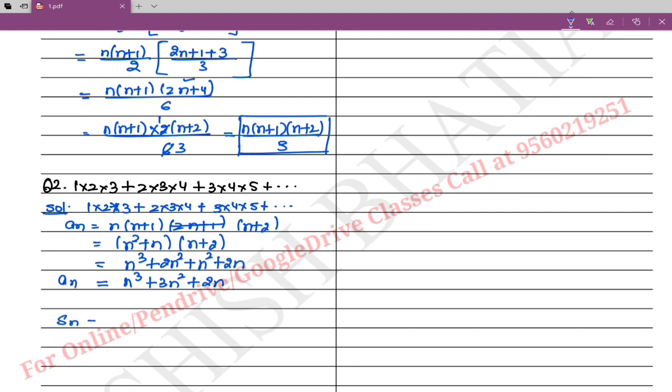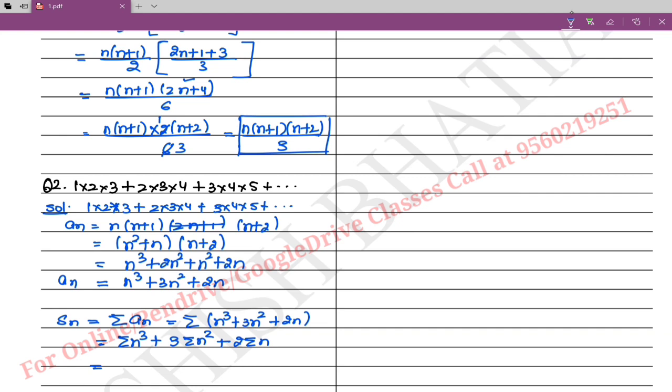Now again, as we know, Sn means sum of n terms, which is summation of an, which will be equal to summation of n cube plus 3n square plus 2n, which will further become summation n cube plus, we know that the constant is never kept inside the summation, only the variable part is kept inside the summation, so it would become 3, the constant which will come out, and in the summation you will get only n square, and in the same way it would be twice summation of n.